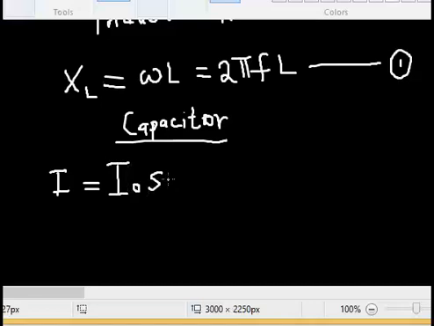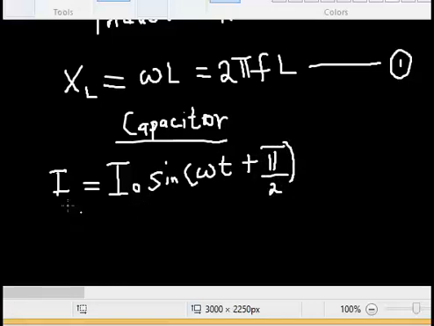So the current leads now. If the current leads, that means the voltage lags. The current leads by 90 degrees. So if I write this for current, then for voltage the first angle is going to be 0.